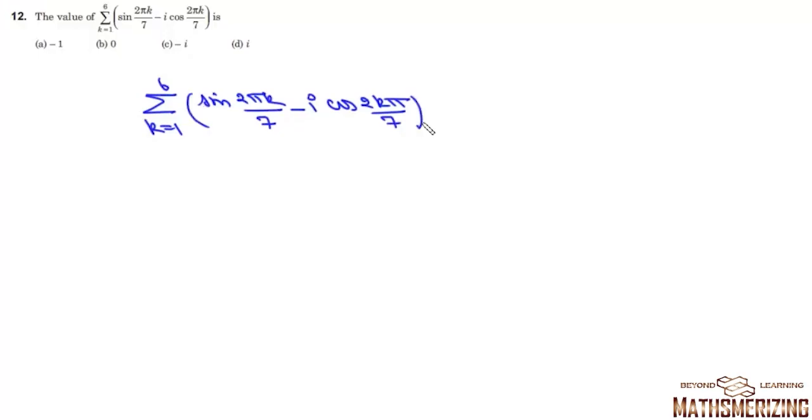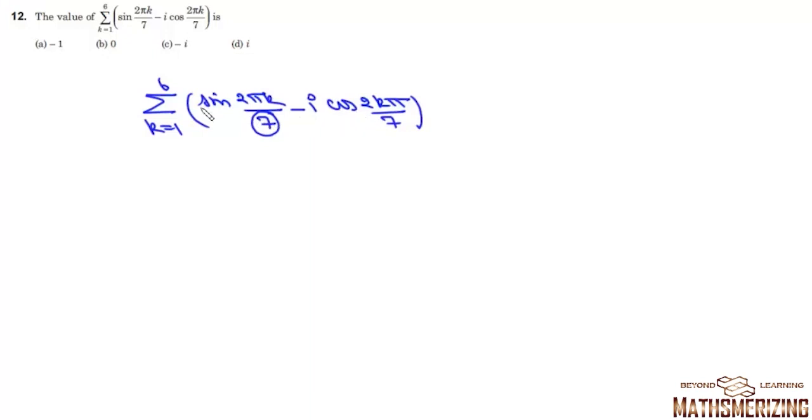Now here the question is, we need to find the value of this summation, which is summation k varies from 1 to 6 sine 2 pi k by 7 minus iota cos 2k pi by 7. Now we know that it is somehow related to the 7th root of unity because we have 2 pi by 7 here, and then this k varies from 1 to n minus 1, which is 6. But it is not cos theta plus iota sin theta. It is sin theta minus iota cos theta.